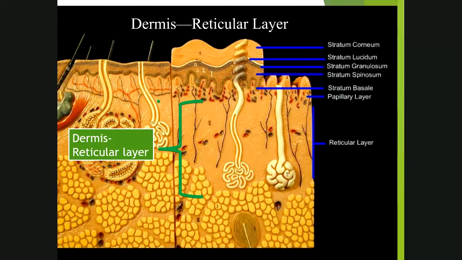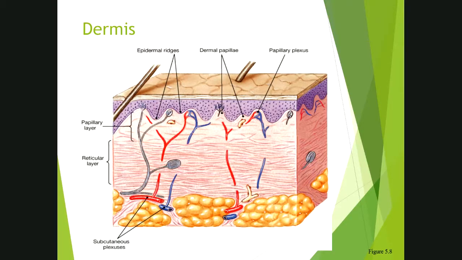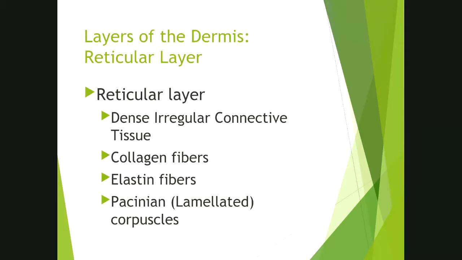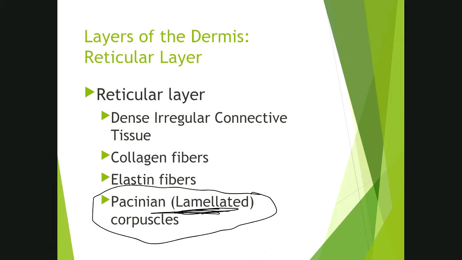And then another thing we have in this reticular layer is we have these things. These are called Pacinian corpuscles. So Pacinian corpuscles, some books call them lamellated. Pacinian corpuscles detect pressure.